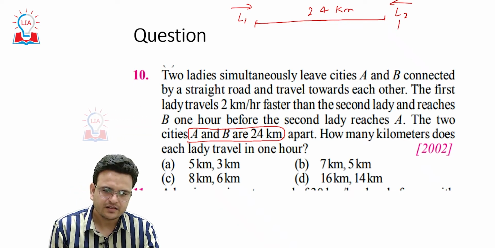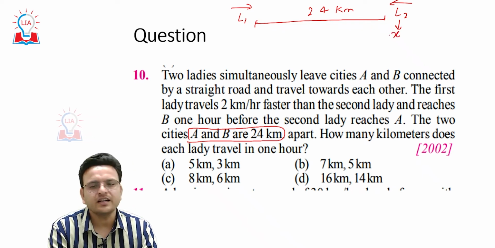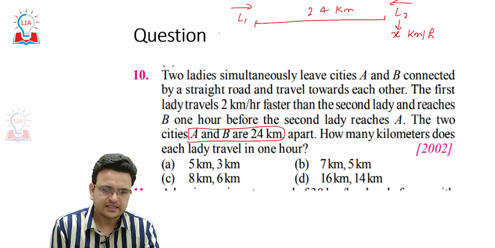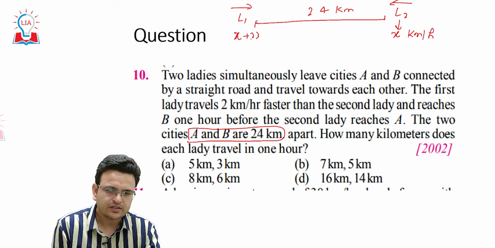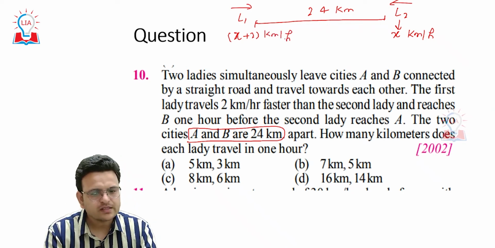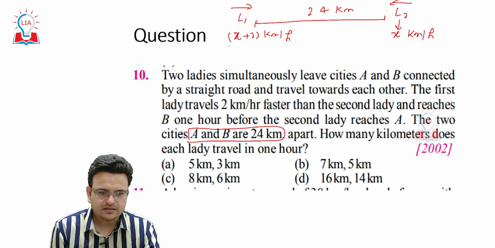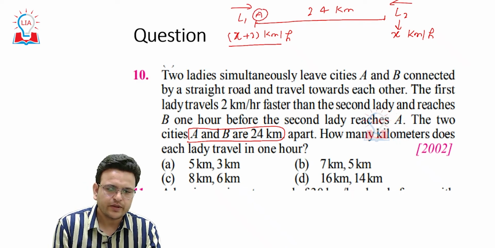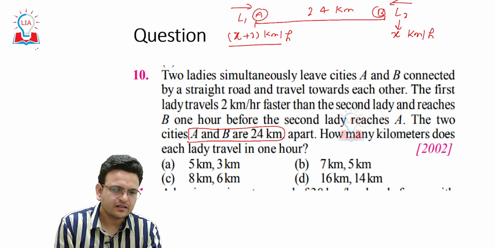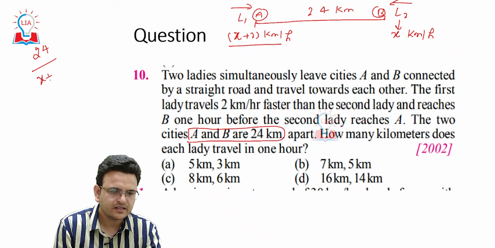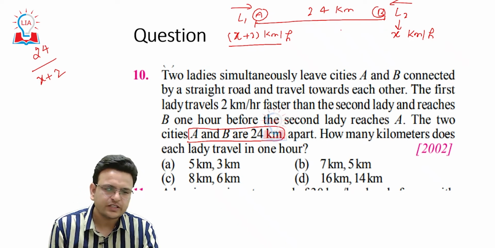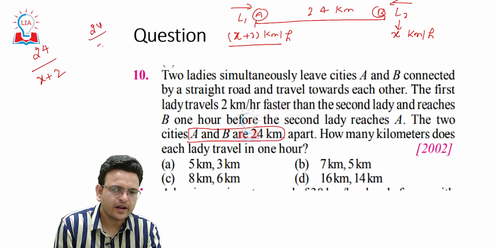Consider the second lady is moving at a speed of x kilometer per hour. Definitely the first lady will move at x plus 2 kilometer per hour. So how much time will the first lady take to reach from A to B? Time is distance upon speed, 24 upon x plus 2. How much time will the second lady take to reach from B to A? That will be 24 upon x.